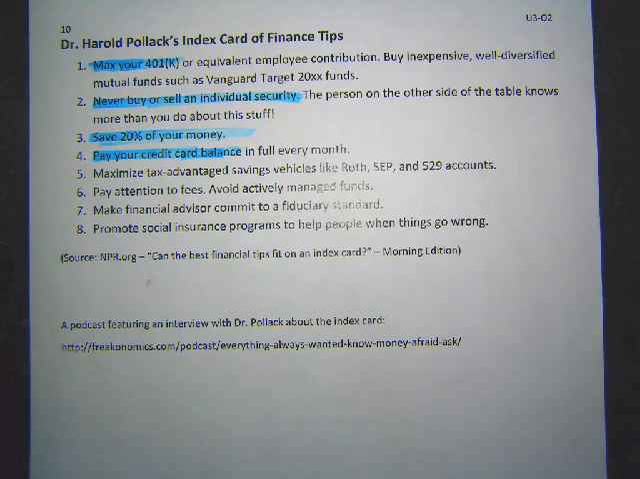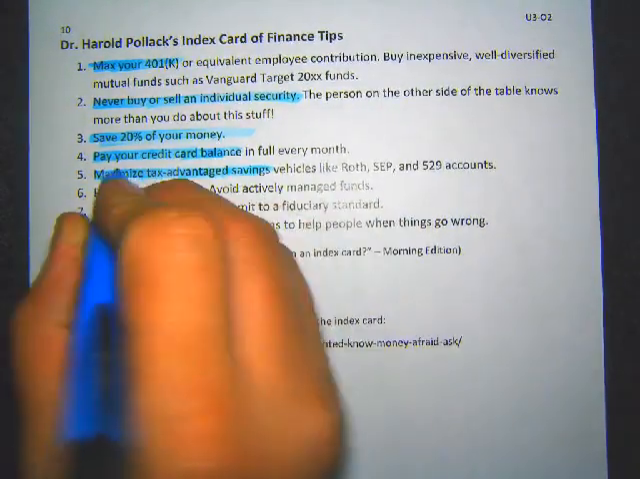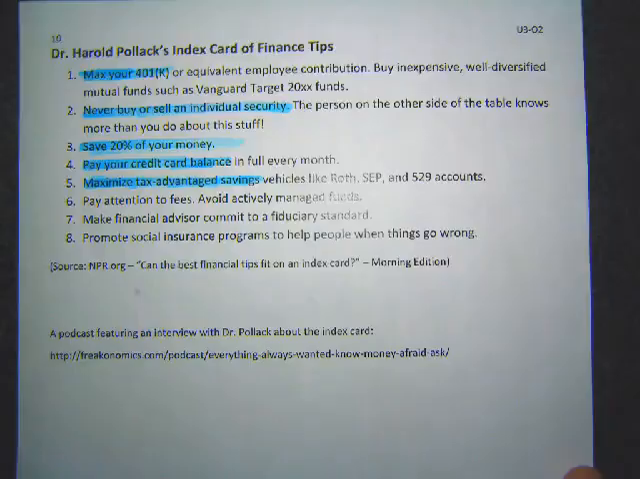So using something like a 529 allows you to avoid some taxes, and it's a legal way to avoid taxes. It's the government saying, hey, I want to help you save, so I'm going to let you not pay taxes. So try and do tax advantage savings. Try and invest in ways where you're not going to pay as much taxes.